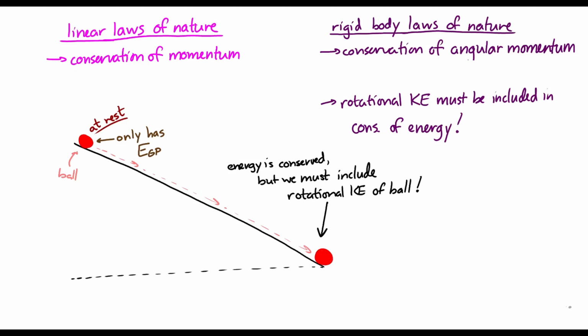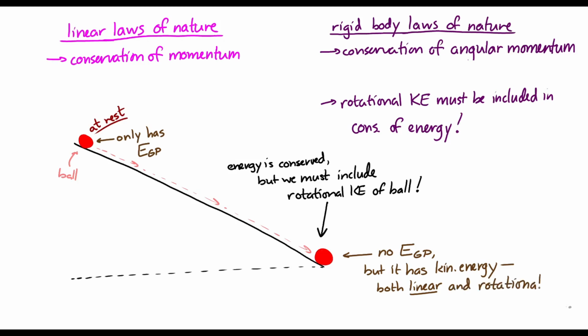And if it rolls to the bottom of the ramp, it no longer has any gravitational potential energy, but now it has kinetic energy. However, it has both linear kinetic energy, given by 1/2 mv squared, and rotational kinetic energy, because the ball is rotating at the bottom of the ramp. And that rotational kinetic energy is equal to 1/2 times the moment of inertia of the ball times the angular velocity squared.